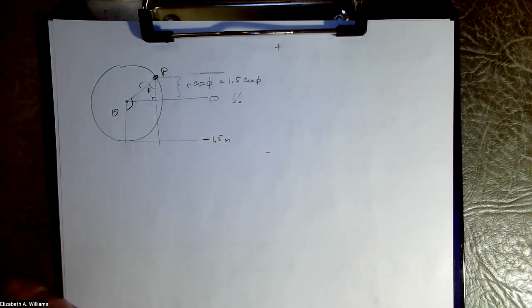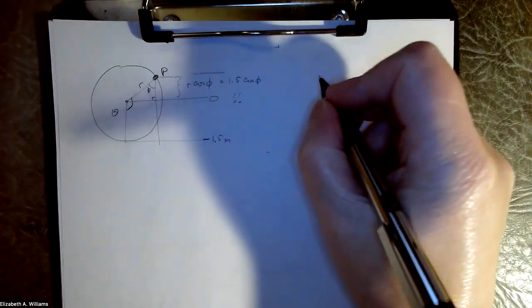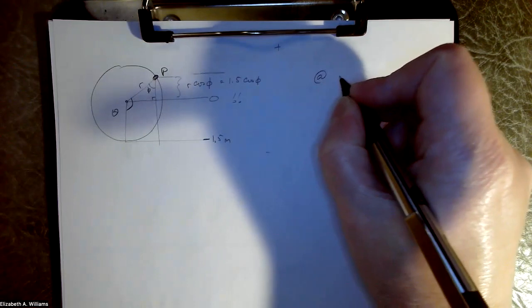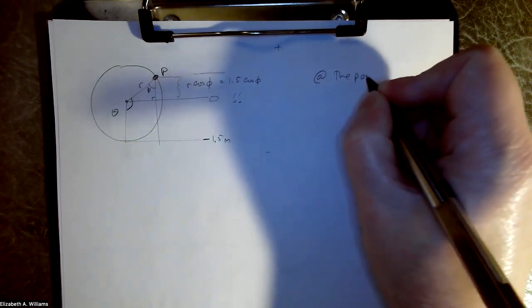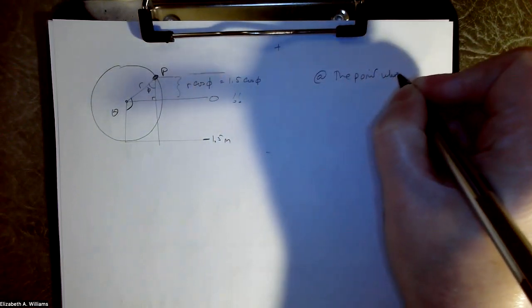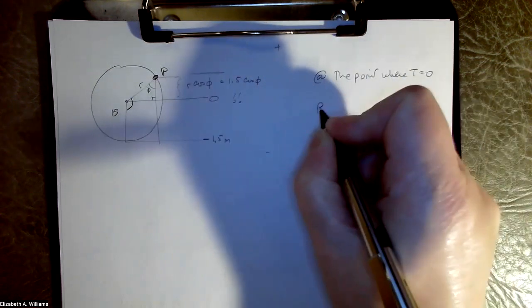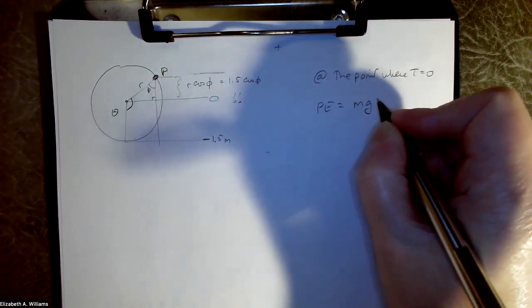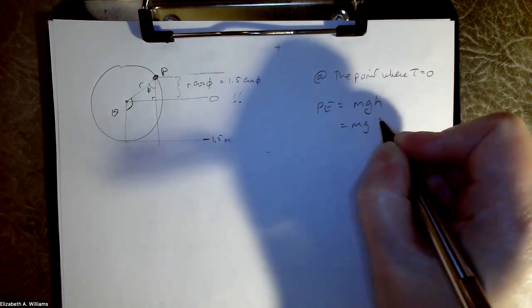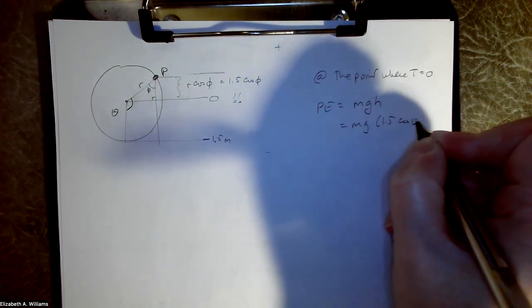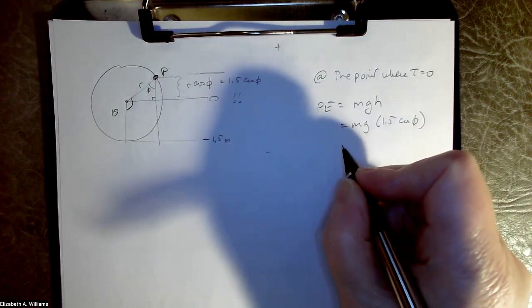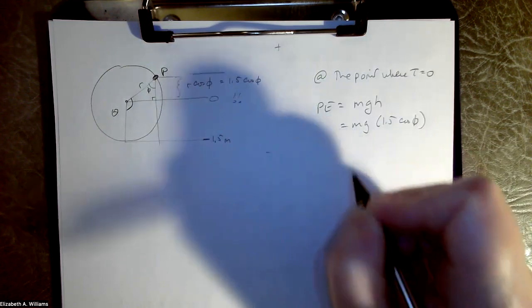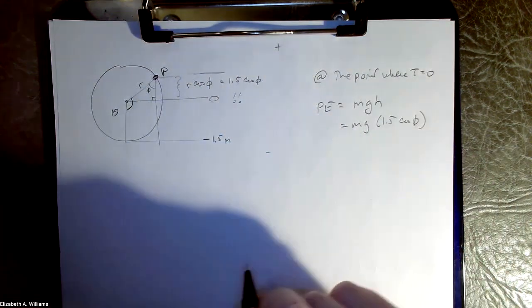So that's my height. Okay, so at the point where tension is zero, my potential energy is mgh, which is mg times 1.5 cosine phi. I know that the mass is 5, isn't it? Sometimes masses cancel out. They might not. I'm just going to leave it like that for now.